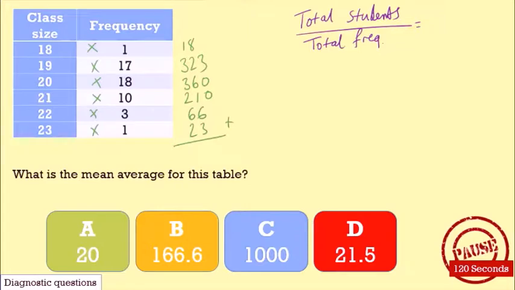And that comes to a nice rounded number of 1000. And I divide that by the total of the frequencies. And if I add up the total frequency column, that comes to 50.